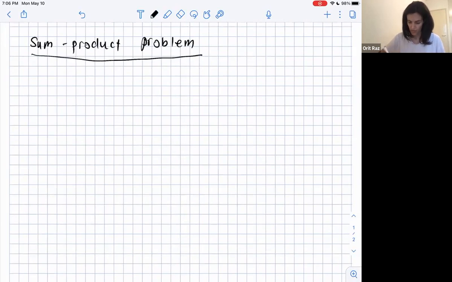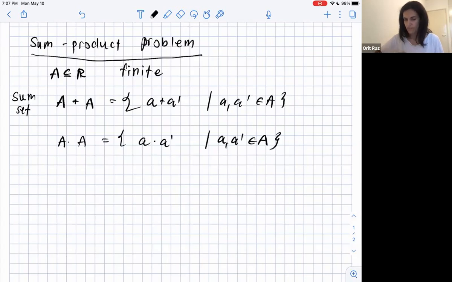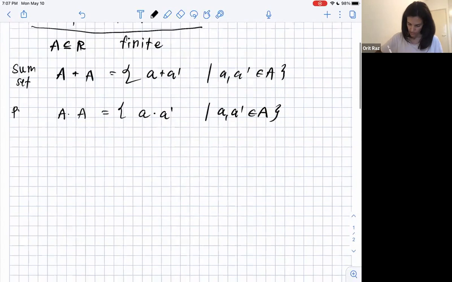So what is the sum product problem? We're given a finite set of real numbers, and we look at its sum set. Its sum set is defined as a plus a prime, where a and a prime are in A. And so this is its sum set. And we can also look at its product set, which is a times a prime, where a and a prime are from A. So this is the product set.